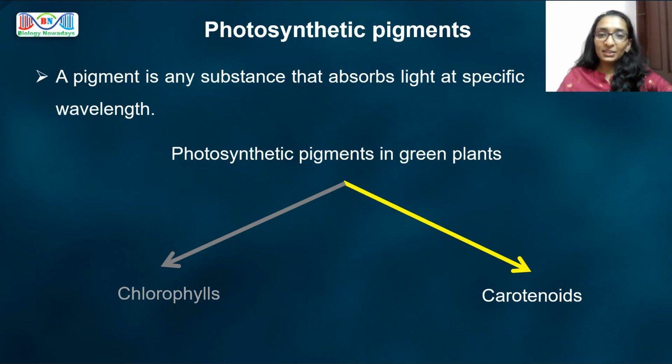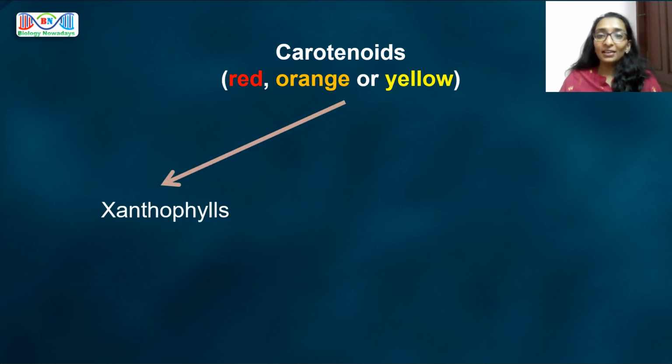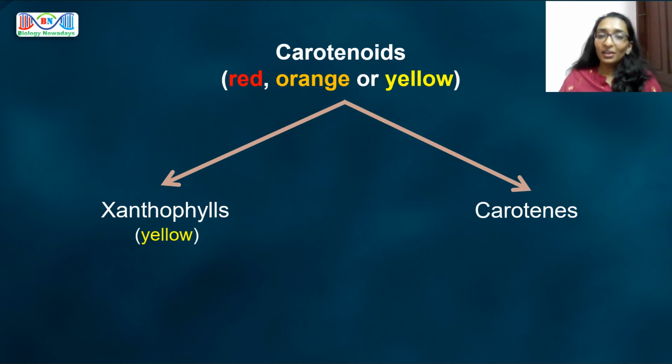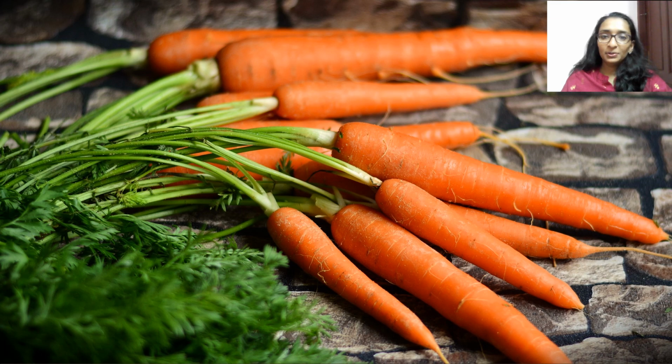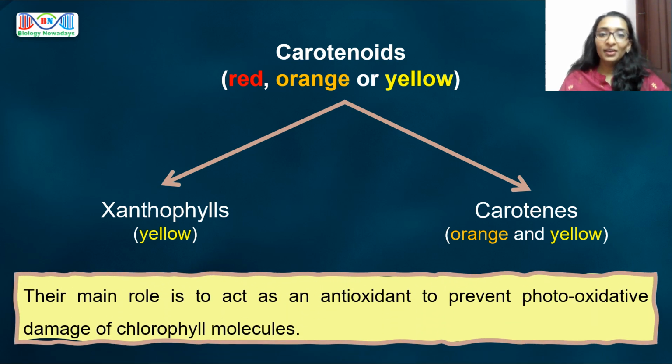The second group of photosynthetic pigments are the carotenoids. They are usually red, orange, or yellow pigments. Two groups of carotenoids, that is, xanthophylls and carotenes, are usually present in all chloroplasts. Xanthophylls are yellow pigments, while carotenes are typically orange and yellow pigments. Carotenes were first discovered in the early 19th century in carrot roots, and so the name carotenes. Even though carotenoids help in photosynthesis, their main role is to act as an antioxidant to prevent photooxidative damage of chlorophyll molecules. Without the carotenoids, there would be no photosynthesis in the presence of oxygen. So I hope you understood how important they are.